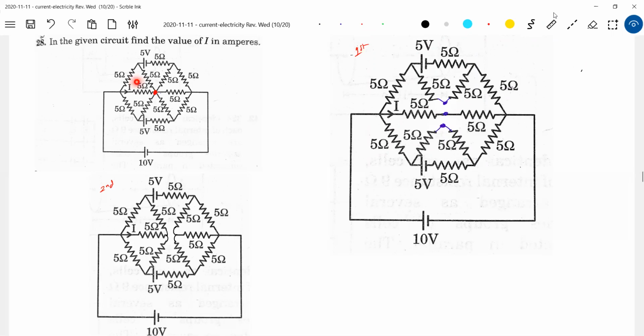How many loops are there? 1, 2, 3, 4, 5, 6, 7 loops are there. I'll assume loop currents I1 to I7. 7 loop currents, 7 linear equations, solve them using a matrix. Okay, no problem, we can use matrices. I'll solve it, then I'll calculate the current in this loop, this loop, then the common current in this branch. I'll take the resultant current.